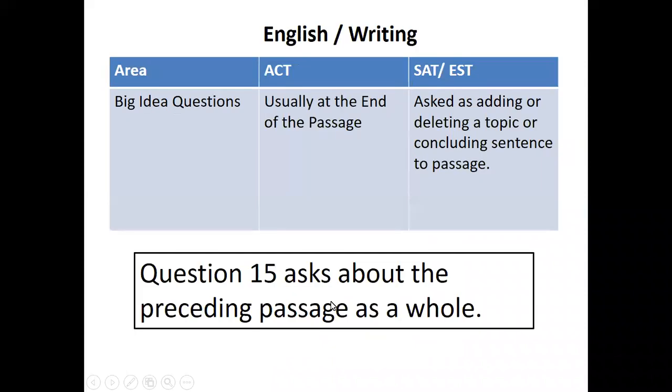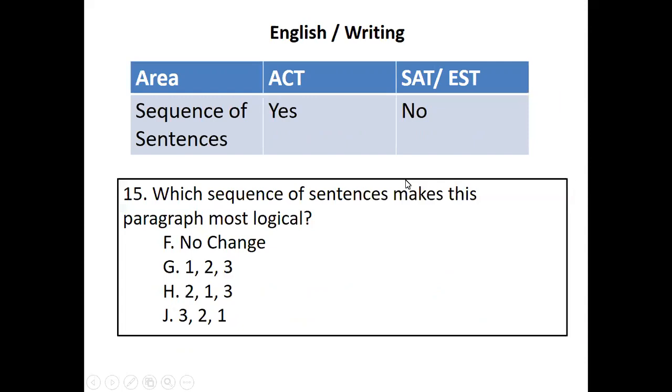All right, how about for the English or the writing section? There's a big idea question at the end of each passage on the ACT. It's usually written like this: Question 15 asks about the preceding passage as a whole. Whereas on the SAT and the EST, it doesn't have a specific question like that for the writing section, but they will ask you to add or delete or keep or eliminate a sentence that could be a topic or concluding sentence for the whole passage.